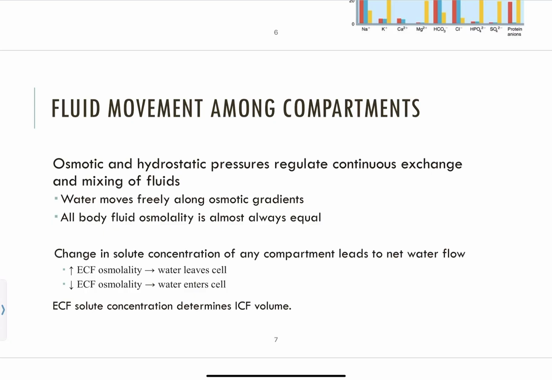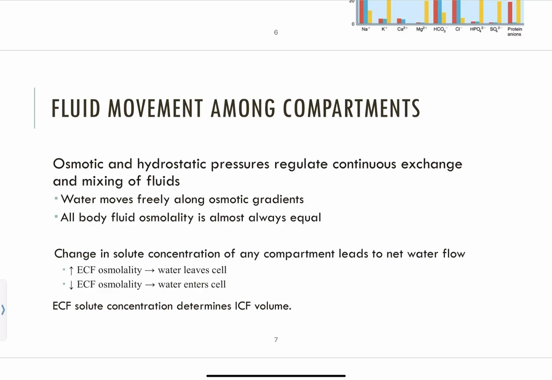If we think about osmolality and the flow of water, if we have a high extracellular fluid osmolality, that means we have a higher concentration of solutes or particles in the extracellular fluid relative to the intracellular fluid. What is this going to do? Well, it's going to cause water to leave the cell and go to the area of higher solute concentration or higher osmolarity, which is the extracellular space or fluid. So water is going to leave the cell and enter into the ECF.